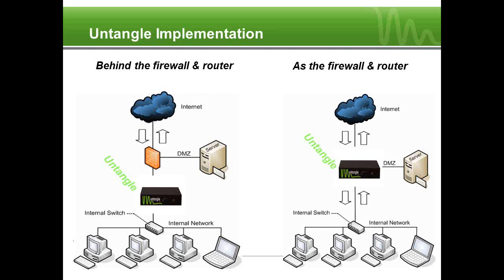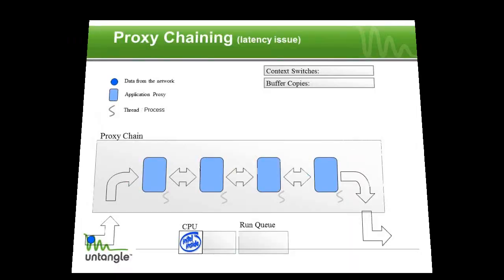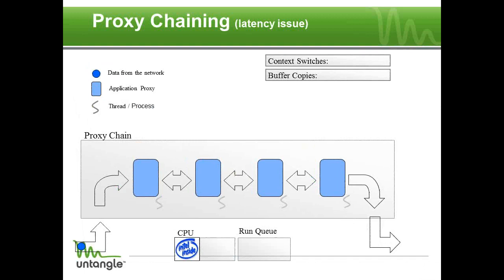But as far as what makes Untangle different, a lot of the other vendors that we compete against do something called application proxy chaining. And you'll notice that these blue boxes are the application proxies. As data comes in, the actual data has to be made runnable on the run queue. And so that has to create a context switch and a buffer copy of that data, send it to the CPU, and then after the scanning is done, it's sent on to the next application proxy. Unfortunately, most vendors will discard the thread in the process that's just been running on the run queue.